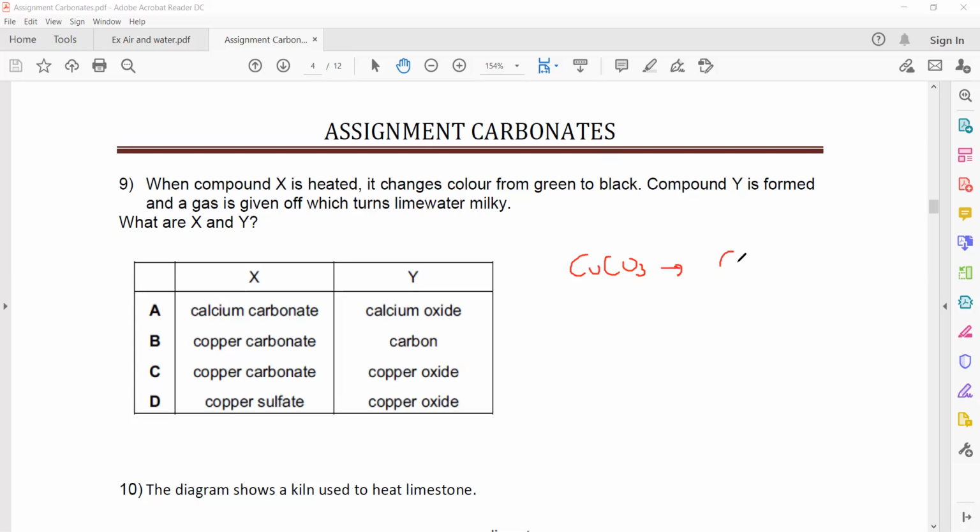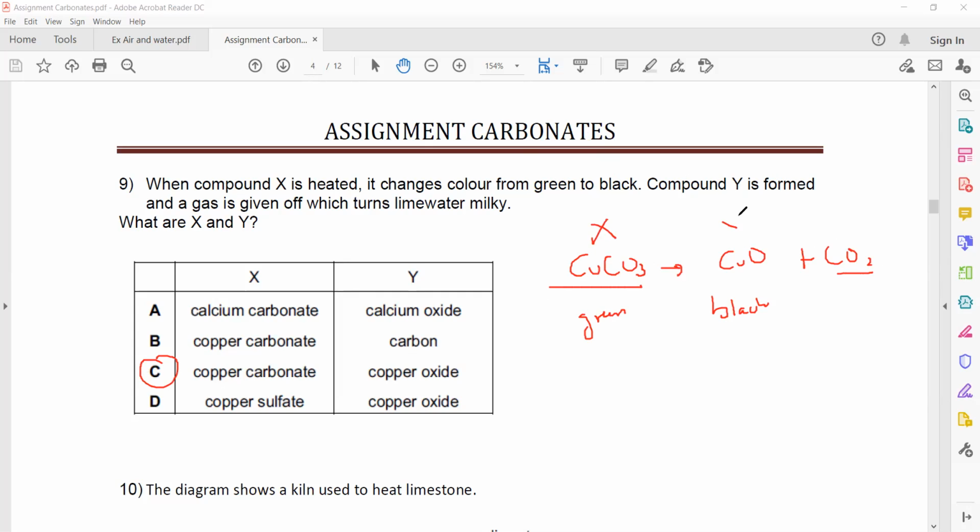Copper carbonate decomposes into copper oxide plus carbon dioxide. The carbon dioxide will turn lime water milky. Copper oxide is black in color and copper carbonate is green in color. So C will be the right answer. Copper carbonate, because what happened? A compound X is heated. So we heat compound X. It changes from green to black.